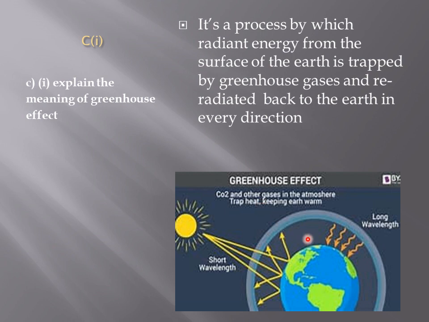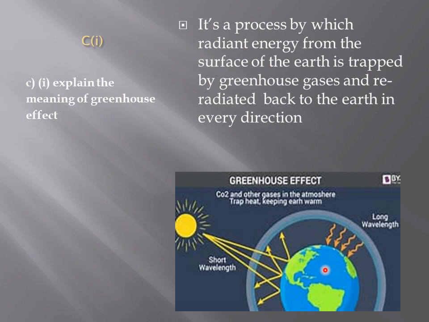Now we have a diagram that shows the rays from the sun entering the earth. They enter through this area, which contains the greenhouse gases like carbon dioxide. This ring around the earth, around the stratosphere. When the short wavelength rays penetrate, they pass through this area and heat up the earth.